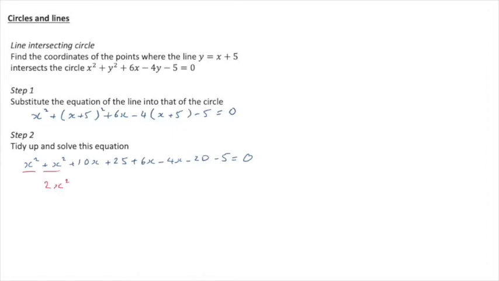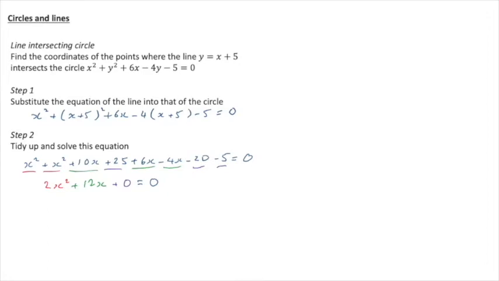So there's our 2x squared. We've got 10x plus 6x minus 4x. That gives us plus 12x. Then, rather handily here, and this won't always happen, we've got 25 take away 20 take away 5, so 0. I've written it in just for completeness, and that equals 0.